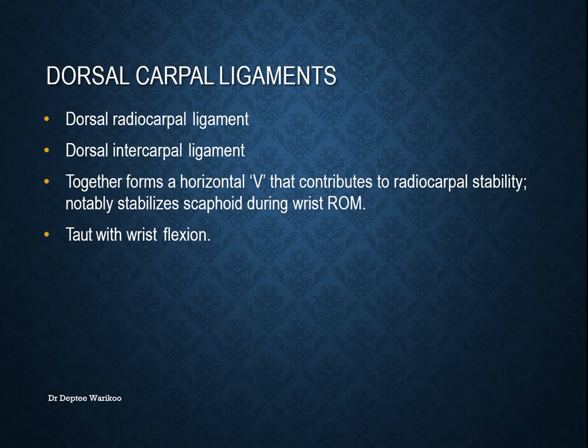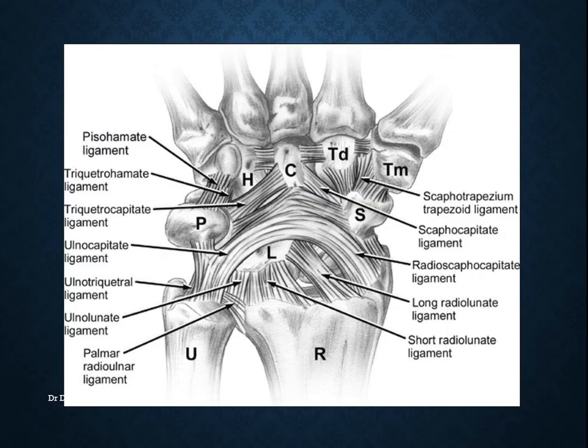Again, intrinsic ligaments are the short ligaments, then intermediate ligaments and the long ligaments. These are the ligaments of the wrist complex. You could see all the ligaments. Here what you can see, the triquetrocapitate ligament, this is the V-shaped ligament, and the scaphocapitate ligament. Here you could see this V deltoid. This is called the deltoid ligament of the hand.